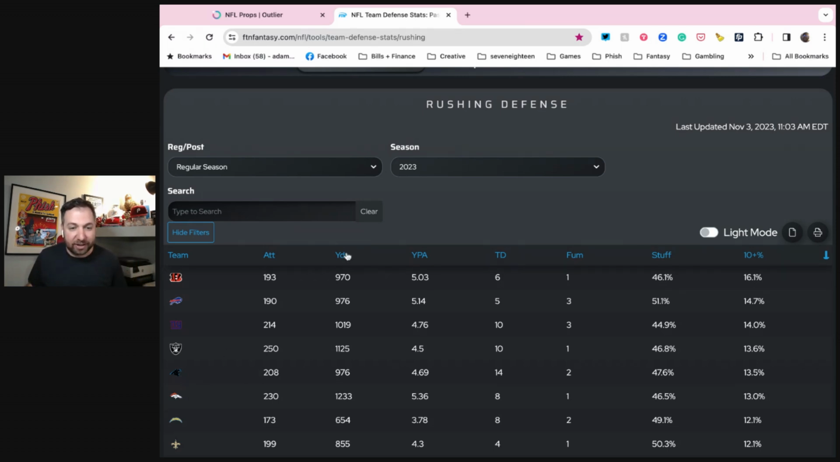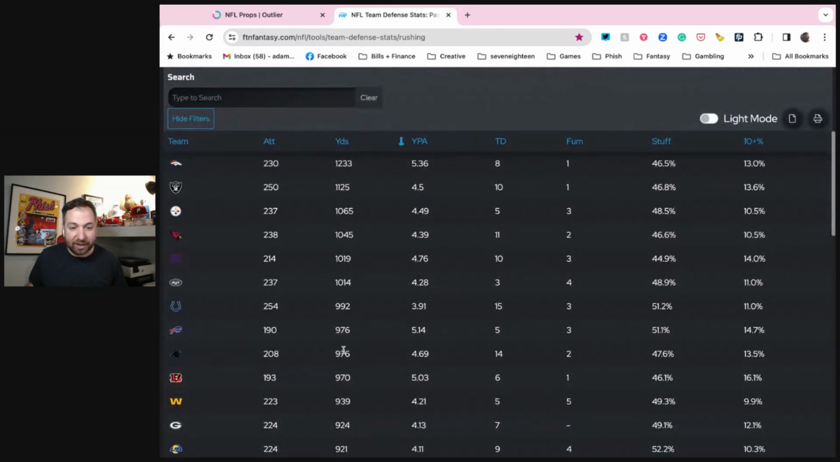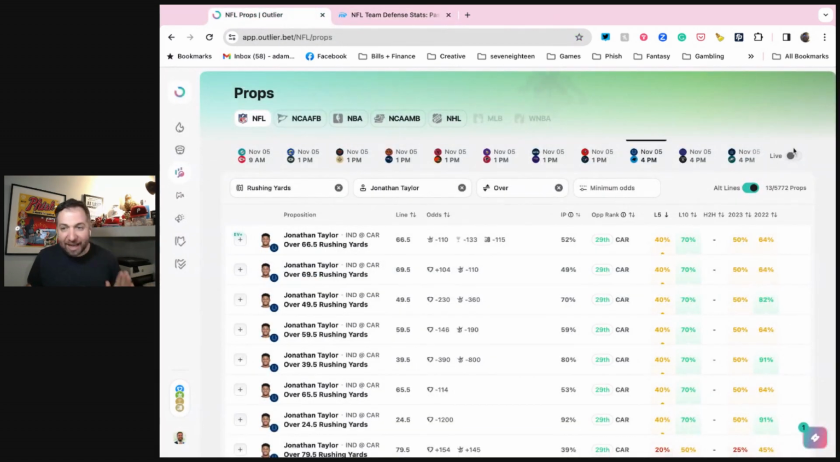They give up a lot of runs, a lot of rushing yards. It looks like, while they're not, this is easily bottom 10. And we saw that they have a big explosive run rate. So I got Jonathan Taylor teed up here on Outlier. What I do is I look at the overs, and it's important to look at alt lines because I think that Jonathan Taylor goes to the moon this weekend.